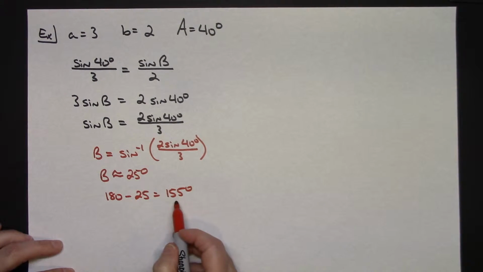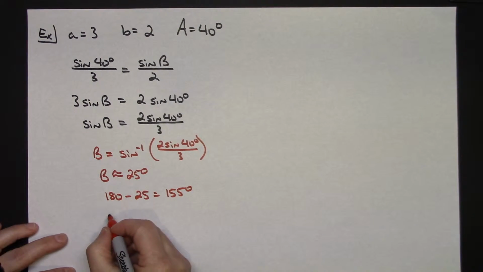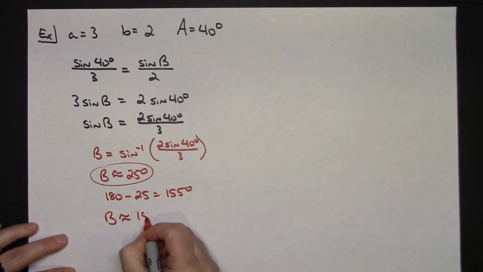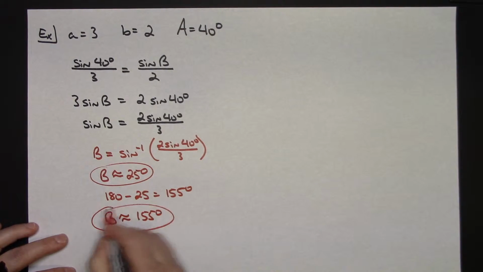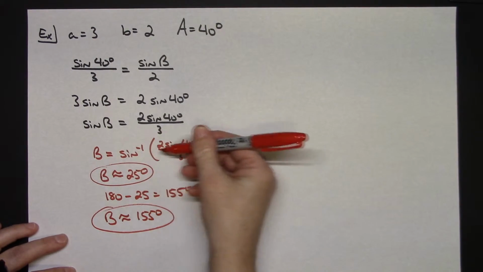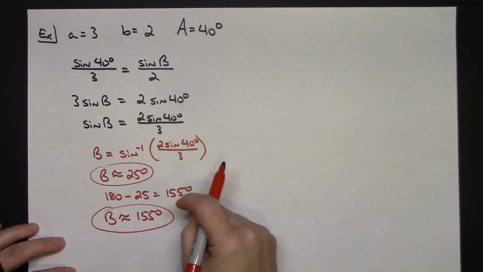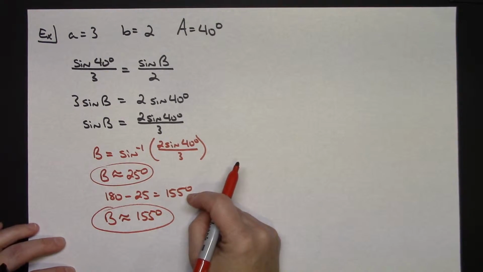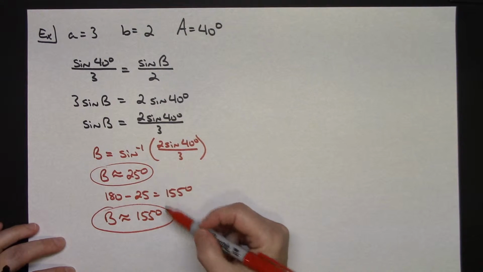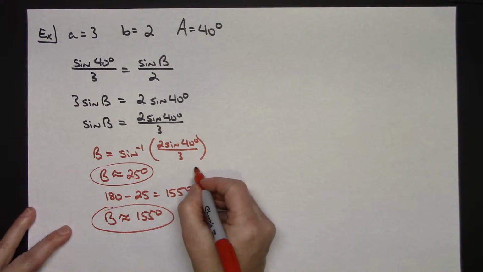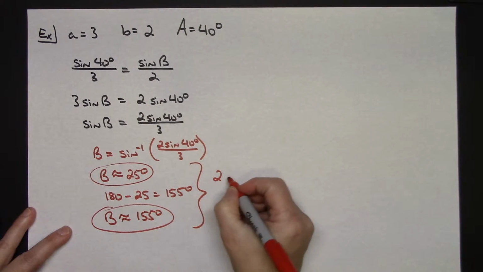Alright, so 155 degrees is a second possibility for another angle, because if I did the inverse sine of this, I get 25, and there's another spot around the unit circle that will give me that exact same value. Now, at this point, this should tell you you have two possible triangles. Alright, so there's two possible triangles.